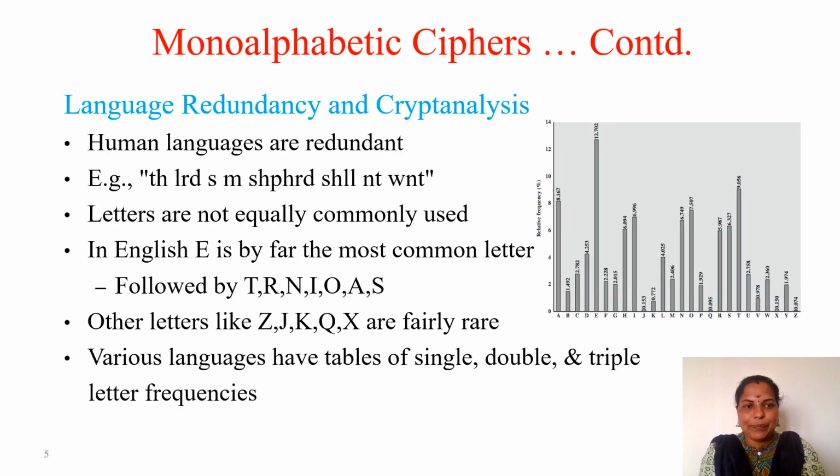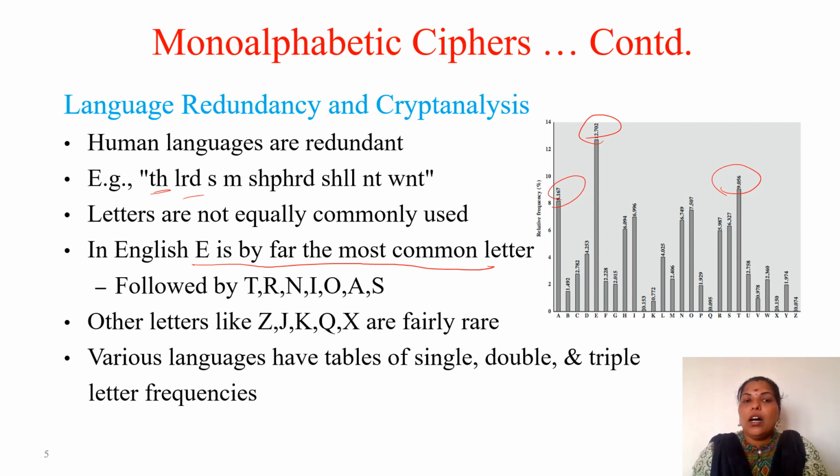Let us see that. Here, language redundancy and cryptanalysis. Generally, human languages are redundant. For example, in English, 'th', 'lr', 'ds', 'm', 'shepherd', 'shall not', 'wend'. If you find something like this, we can easily guess the Lord is my shepherd. Once we find some letters, we can guess the rest. Letters are not equally commonly used, and in English E is by far the most common letter. You see here E is 12.702%, A is 8.167%, and T is 9.056%.